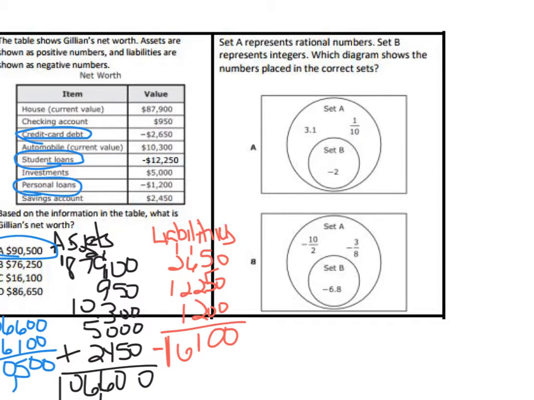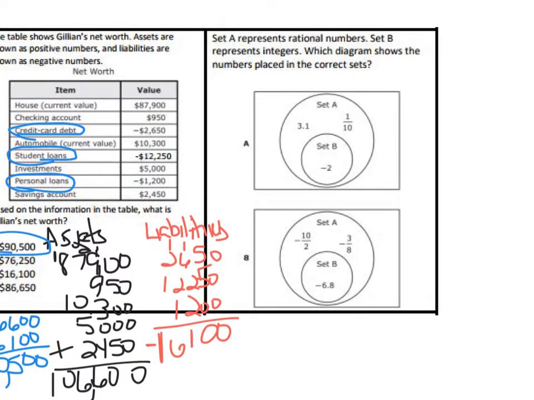The second one says, set A represents rational numbers, set B represents integers. Which diagram shows the numbers placed in the correct set? So A, we said it was rational numbers, right? And B is integers. So let's see A. Is 3.1 a rational number? Yes. Is 1/10 a rational number? Yes. Is -2 an integer? Yes. Okay, so that looks like it's okay.